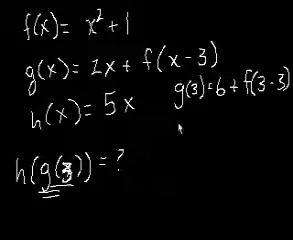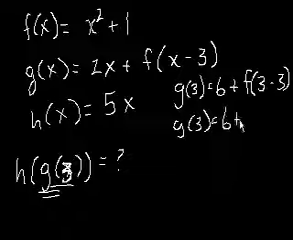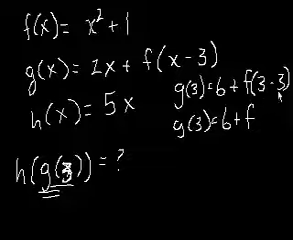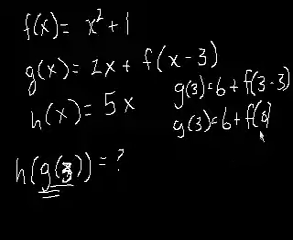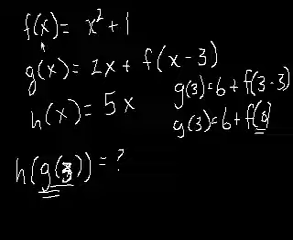Right? So this g of 3 is equal to 6 plus f of what? 3 minus 3 is 0. And now we have to figure out what f of 0 is. And we know we have a definition here for f, so we just figure it out.